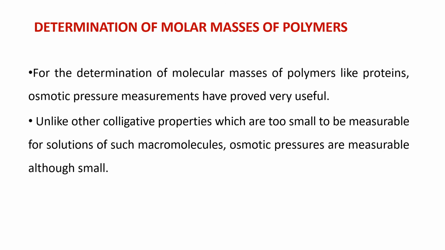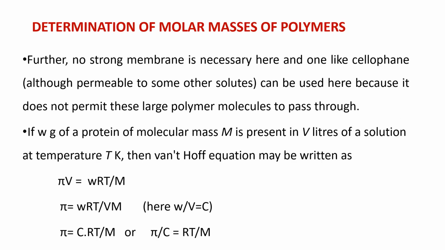This method can be used for the determination of molecular mass of polymers like proteins, RNA strands, polysaccharides, etc. Unlike other colligative properties, which are too small to be measurable for solutions of such macromolecules, osmotic pressures are measurable although small. Moreover, no strong membrane is necessary here, and one like cellophane can be used because it does not permit these large polymer molecules to pass through.